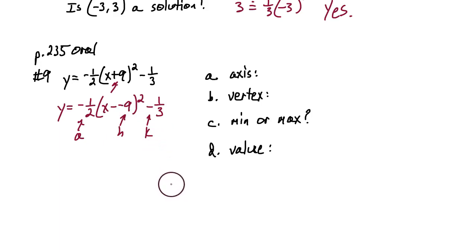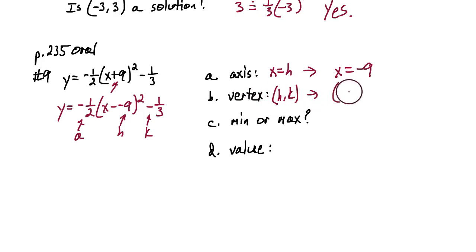We're asked for the equation of the axis of symmetry. The general pattern is x equals h. So our answer is x equals -9. We're asked for the vertex. The general pattern is h comma k. So our answer is -9 comma -1/3.